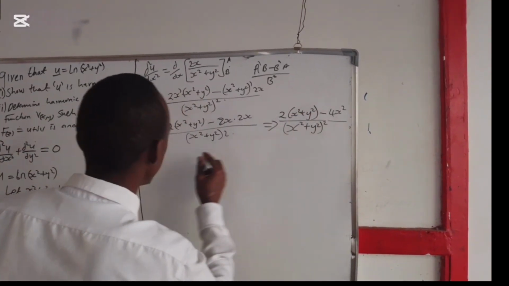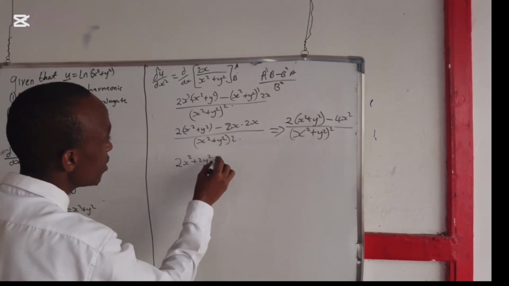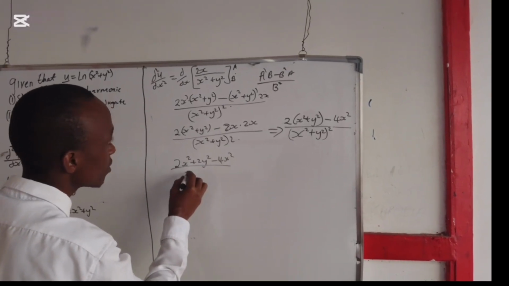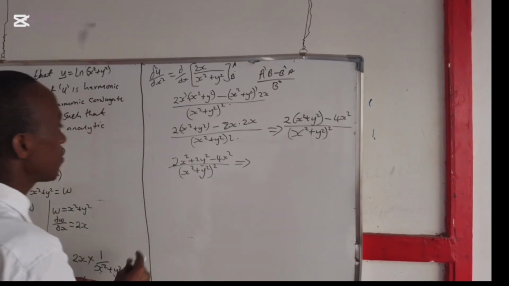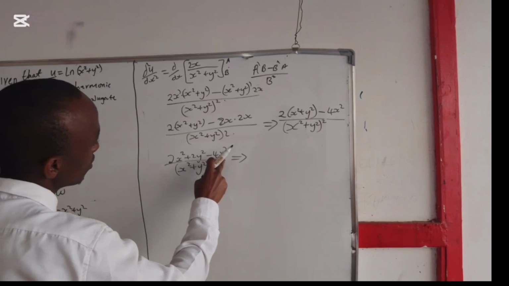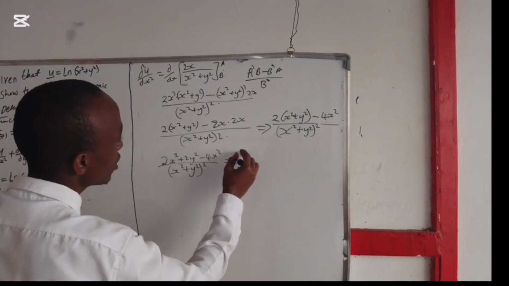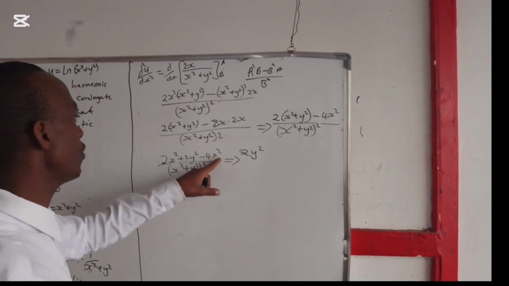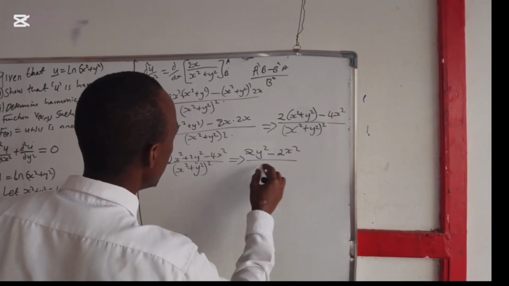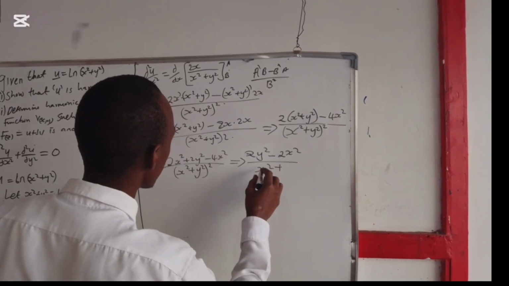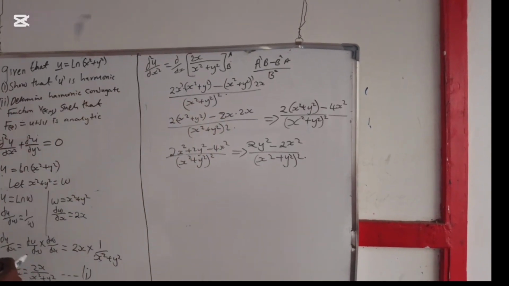If you open the brackets, you get 2x squared plus 2y squared minus 4x squared, divided by x squared plus y squared, then squared. This gives us 2y squared minus 2x squared, divided by x squared plus y squared, then squared. That is the second derivative.